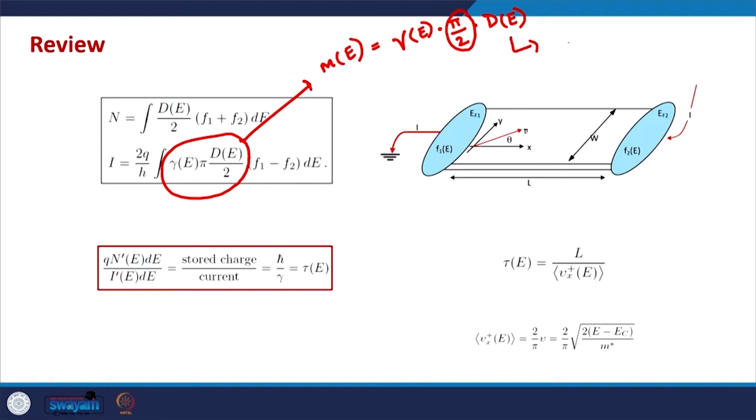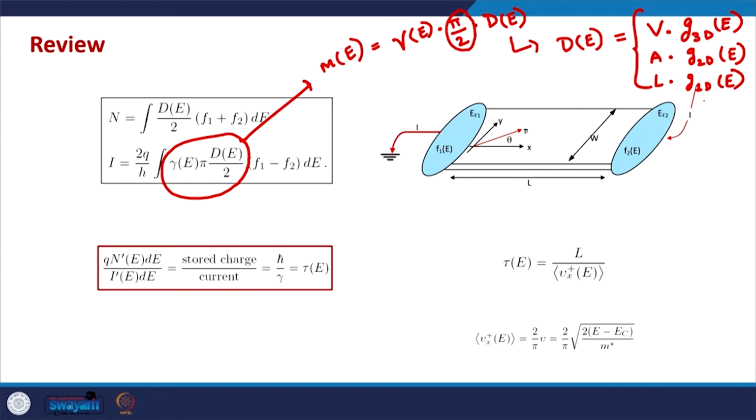This dE is essentially the number of electronic states per unit energy in the device. If we collectively define it for 3D, 2D and 1D, it is defined as volume times G3D E, where G3D E is the density of states for the 3D material, area times G2D E, where G2D E is the density of states for the 2D material, and length times G1D E.